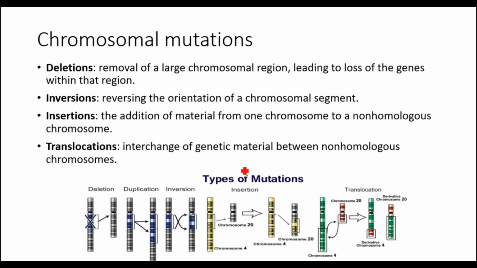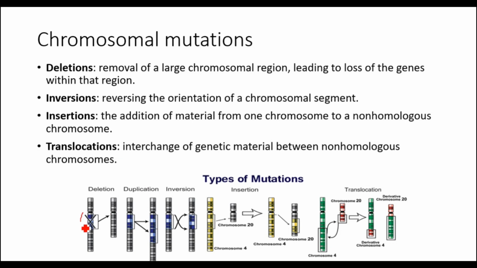Chromosomal mutation. In chromosomal mutation, we have deletion, inversion, insertion, and translocation. Deletion is the removal of a large chromosomal region, which leads to the loss of genes within that region. Inversion is the reversing of the orientation of the chromosomal segments.